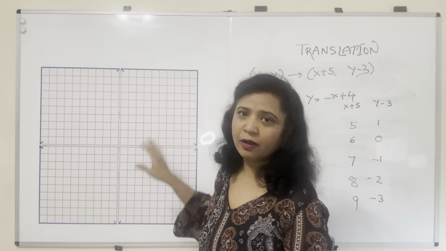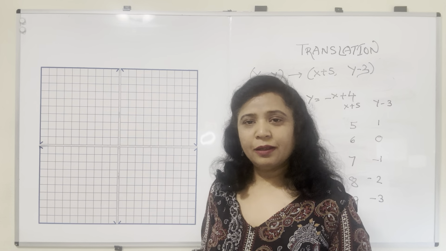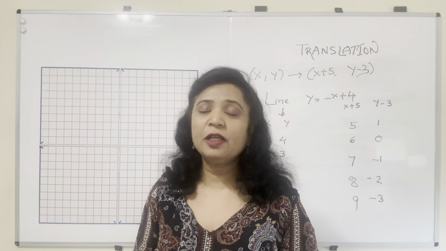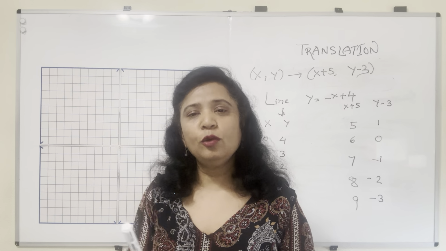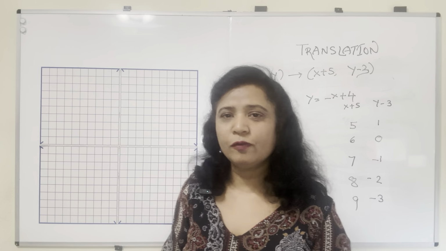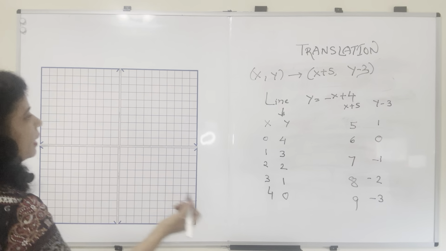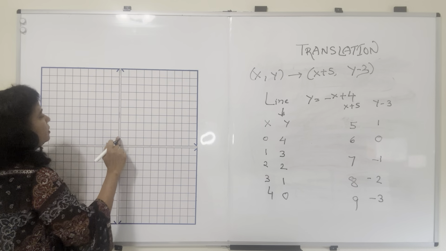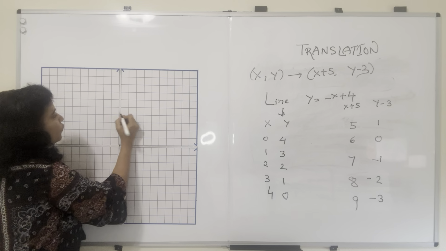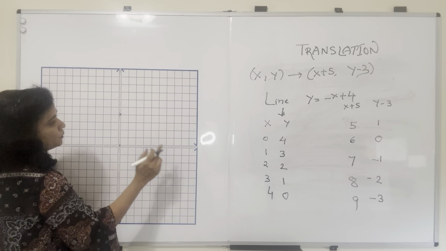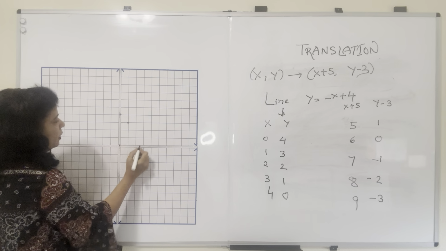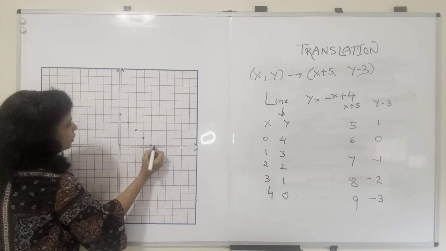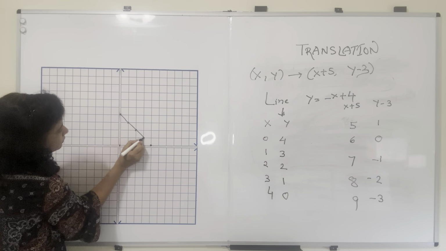So now in our graph, let's have the image and the pre-image. The pre-image will be in black color, and the new one after translation will use green color. Okay, so this is your 0, 0 origin. So for 0 and 4, the first point is 1, 2, 3, 4. So this is your first point, then 0, 1 and 3, then 2 and 1, then 3 and 1, and then 4 and 0. So we have this line.